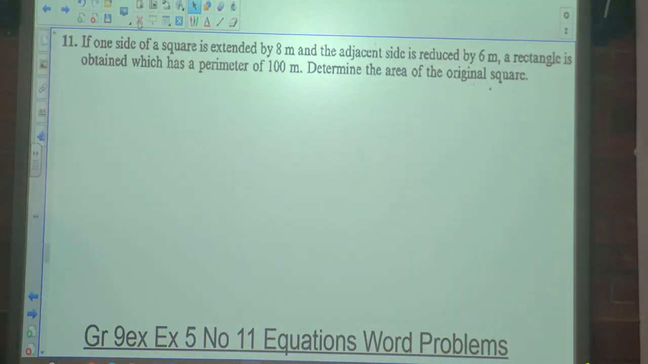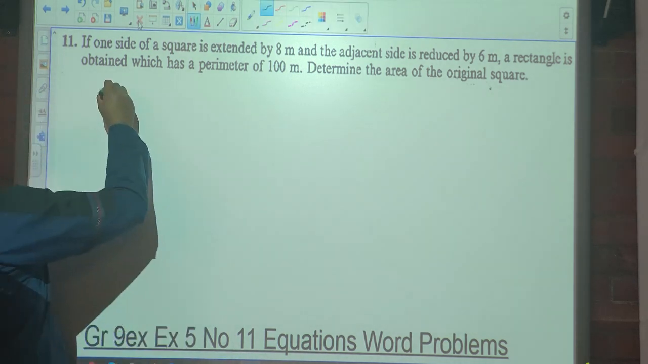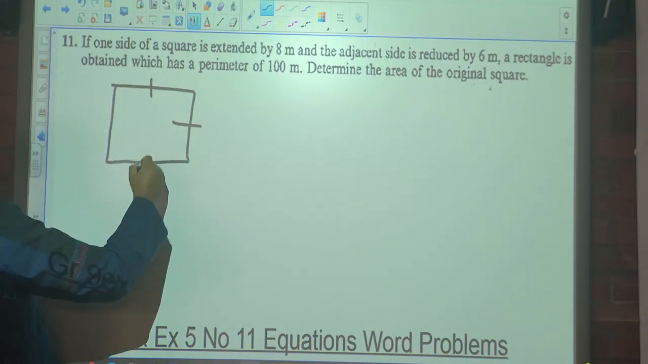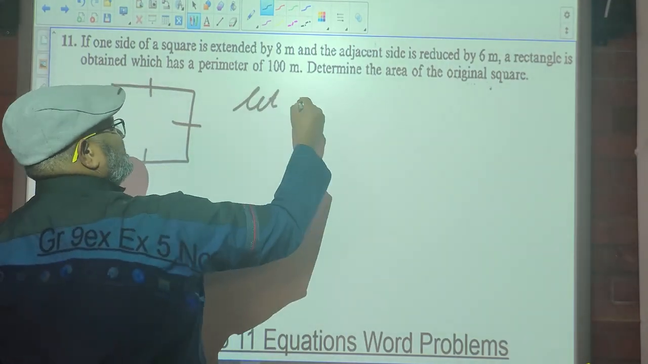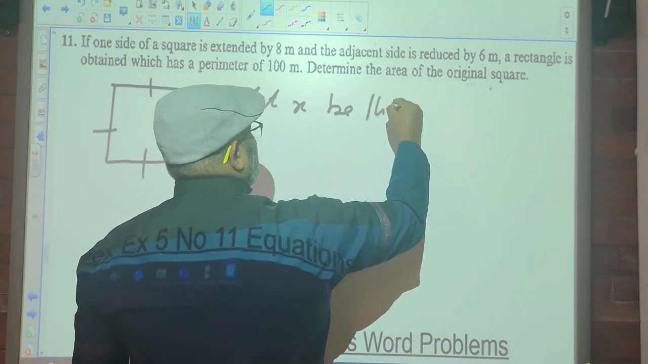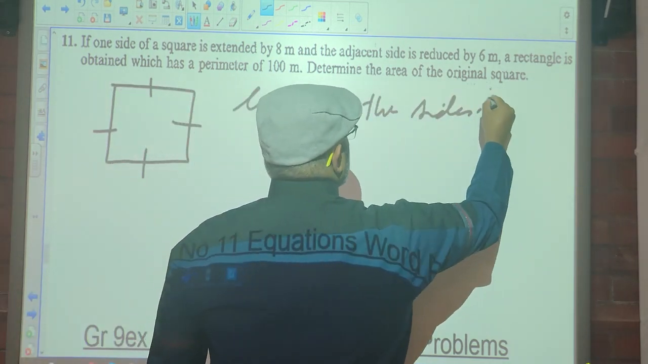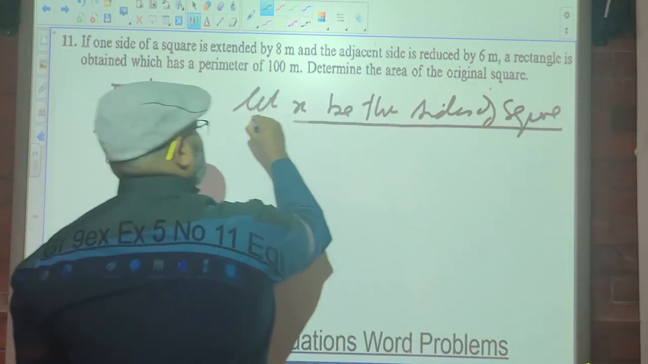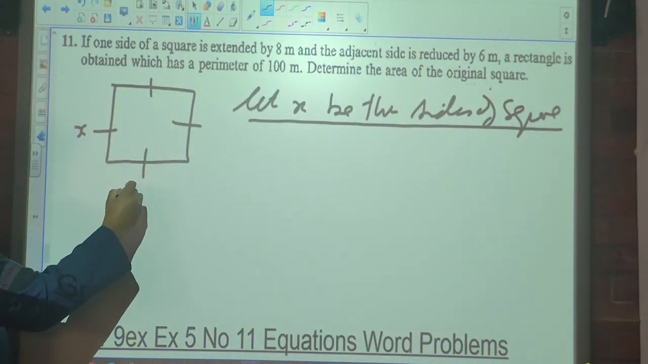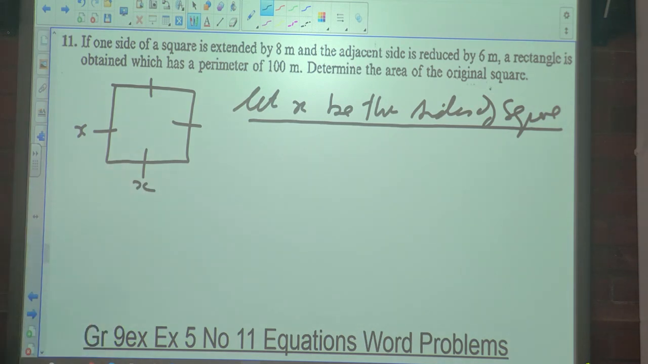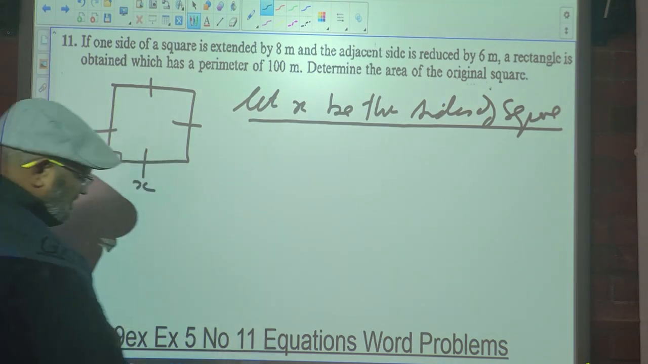If one side of a square is extended by 8 meters and the adjacent side is reduced by 6, a rectangle is obtained which has a perimeter of 100 meters. Determine the area of the original square. So we draw a square in the first case, not so? So we say let x be the length of the sides of the square. So here will be an x and an x here, not so?